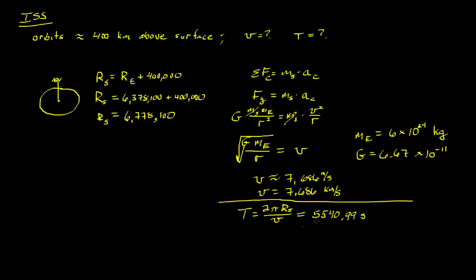And that doesn't make much sense, so let's convert it. If we divide by 60, we can get it into minutes, which is approximately 92 minutes. So what that means is that the space station makes a complete orbit every 92 minutes, about an hour and a half. It goes all the way around the Earth. So that's about 1.5 hours. If you divide 24 by 1.5, you get about 16 orbits per day.